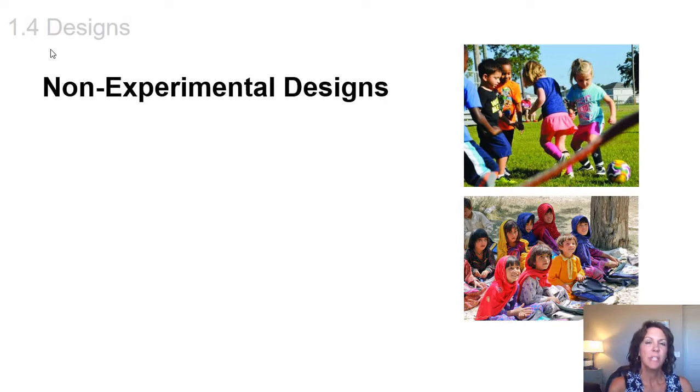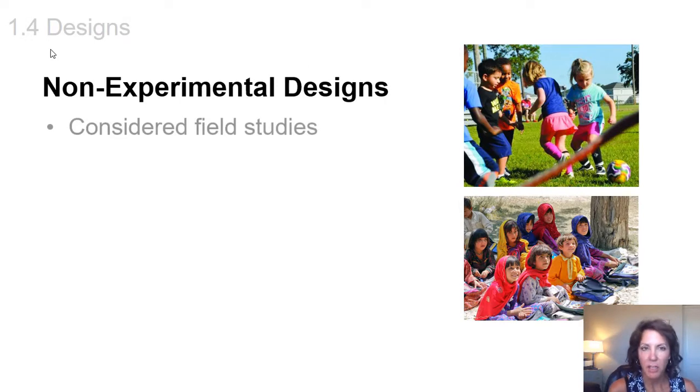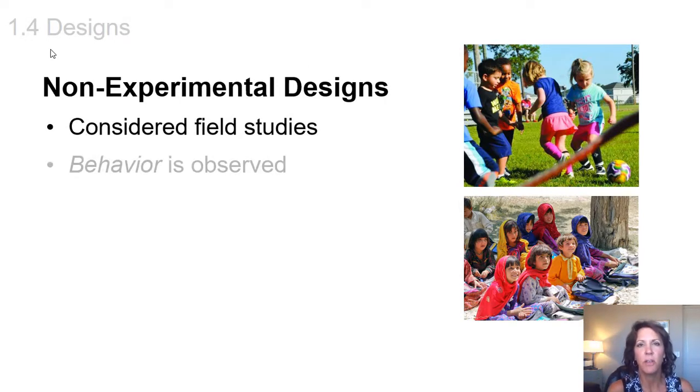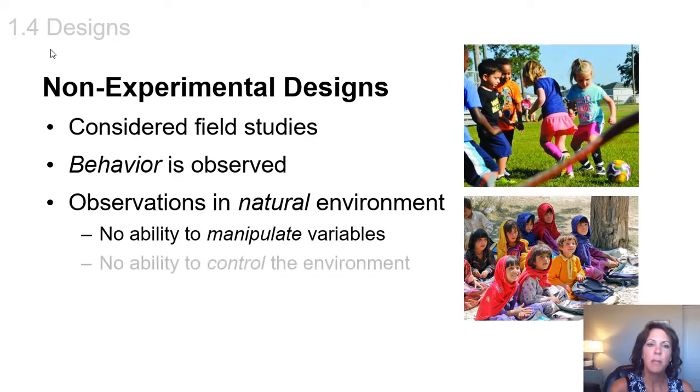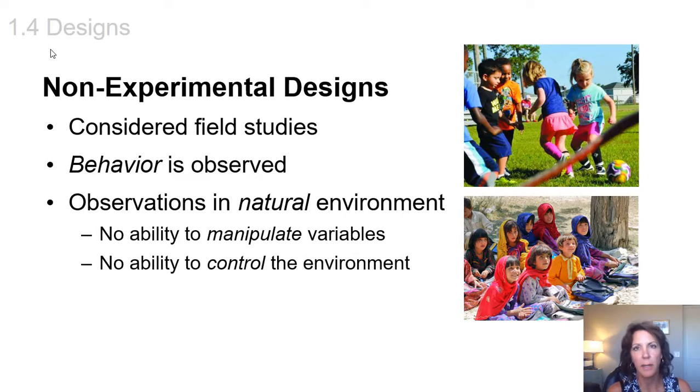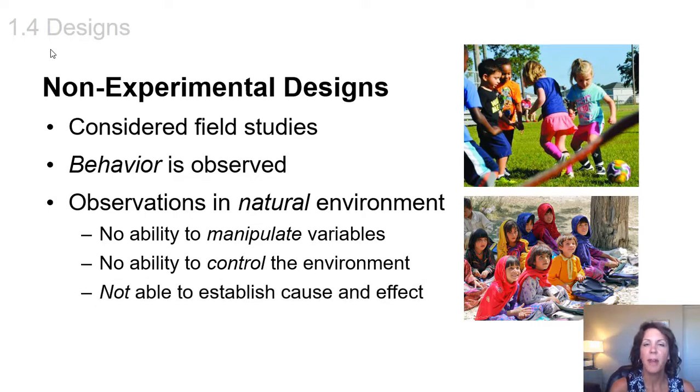In addition to experimental designs, we have non-experimental designs, and these are considered field studies. This is where behavior is observed, and observations are made in the natural environment, but there's no ability to manipulate variables. There's no ability to control the environment. This is just where we are out there in the wild collecting data and seeing what's out there. We're not able to establish cause and effect as a result of the fact that we're not manipulating any variables.